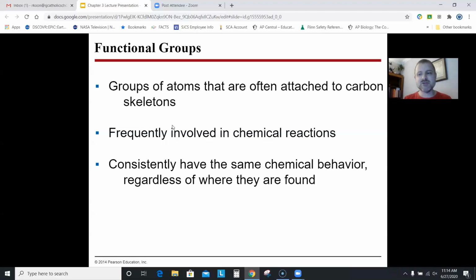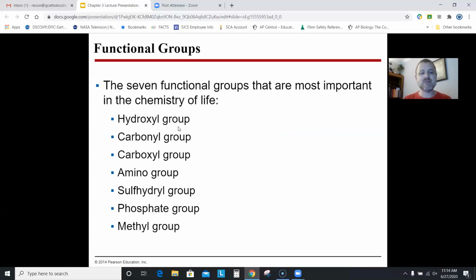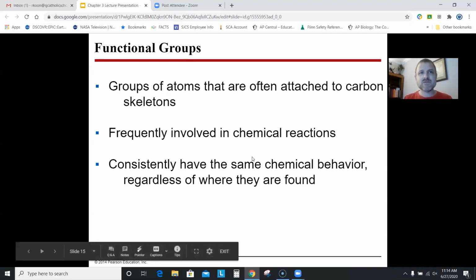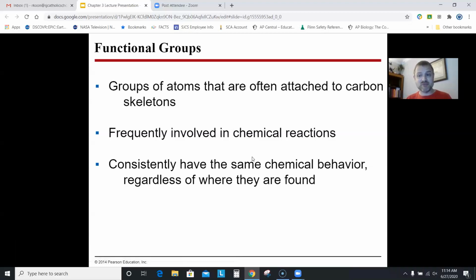Okay, so functional groups. There's going to be a bunch of them that we're going to go through. The carbon skeletons are great. They're scaffolding. They're what supports the molecule. The functional groups really tell you what the molecule is going to do.